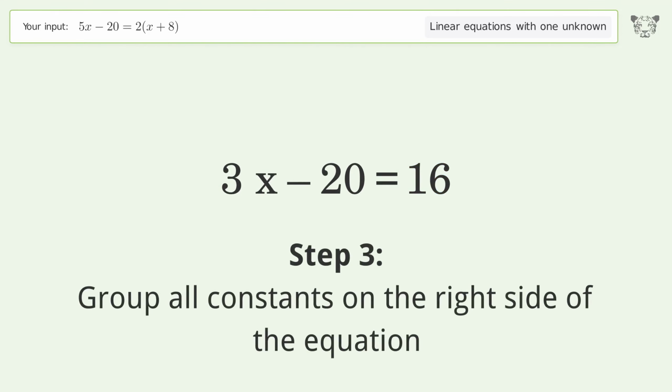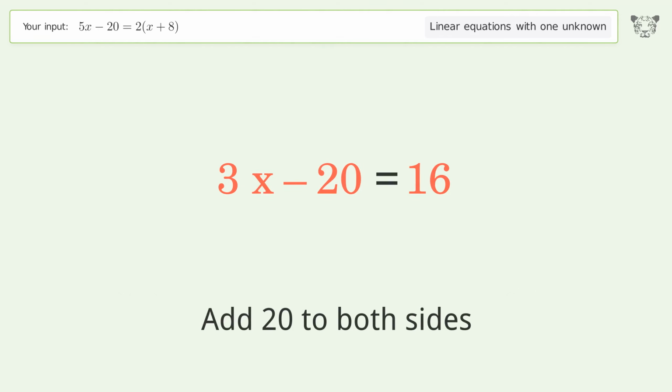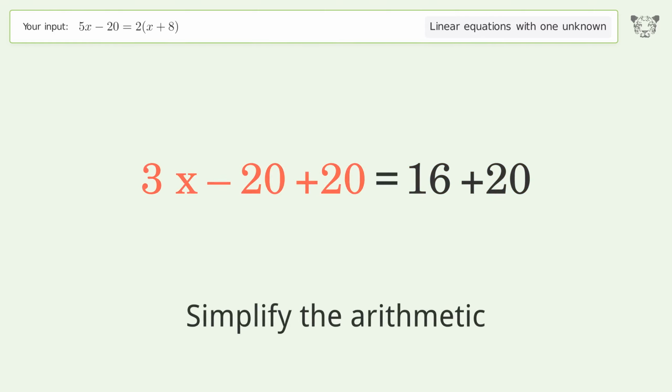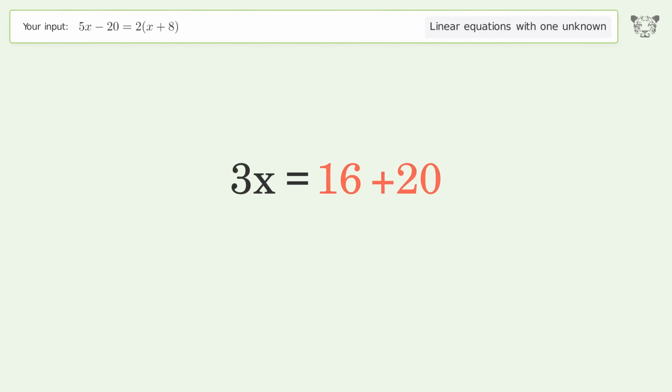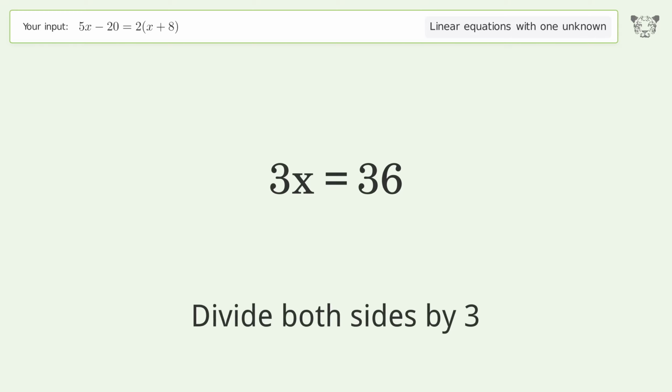Group all constants on the right side of the equation. Add 20 to both sides. Simplify the arithmetic. Isolate the x. Divide both sides by 3.